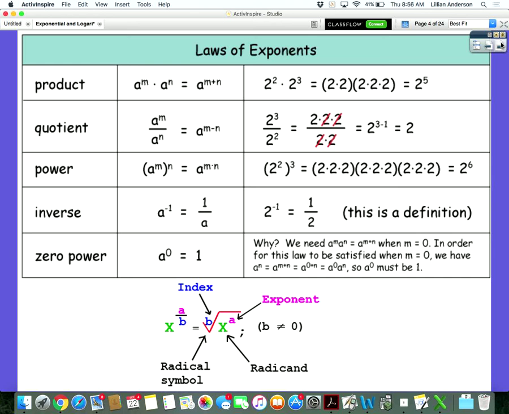I realize b can never be 0 because you can't have a zero root or anything like that. And nor can b be 1 because you can't have a first root. And we all know that when it's a square root, we don't actually put the 2 in the index. You remember that, right? Square root is just written with no index.